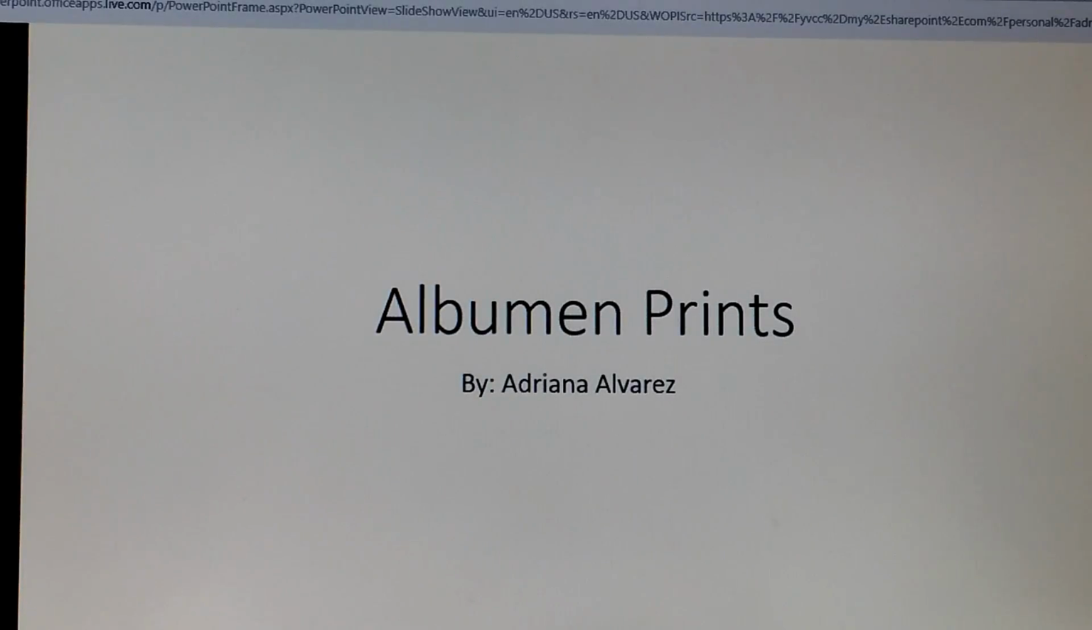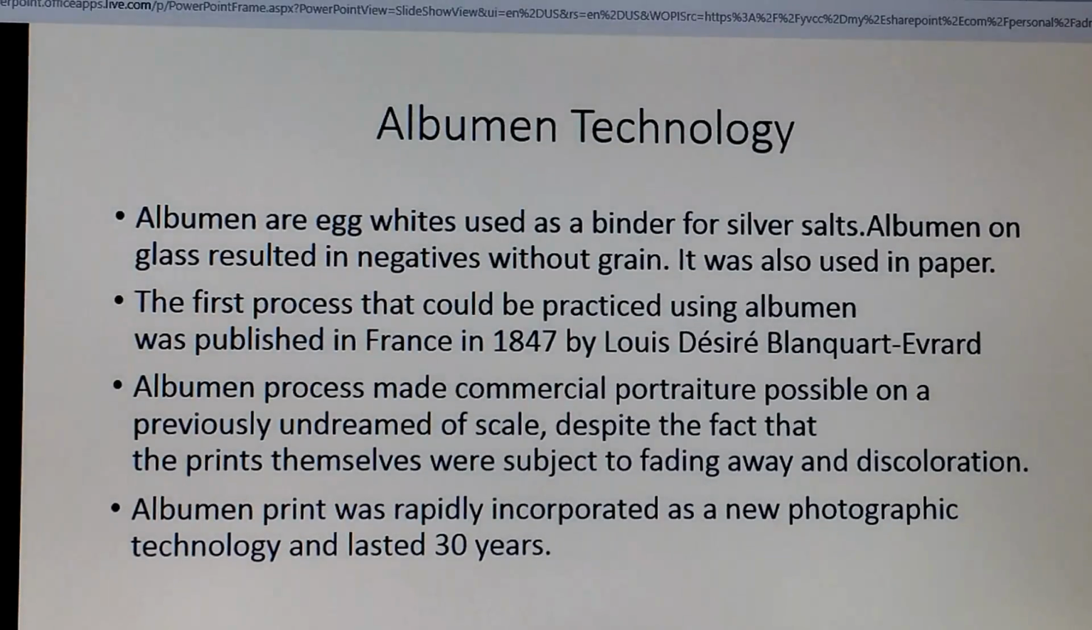For my presentation, I chose albumin prints. Albumin was basically egg whites used as a binder for silver salts, and when used on glass, it resulted in negatives without grain, so it didn't have that grainy look to the image. It was also used in paper.